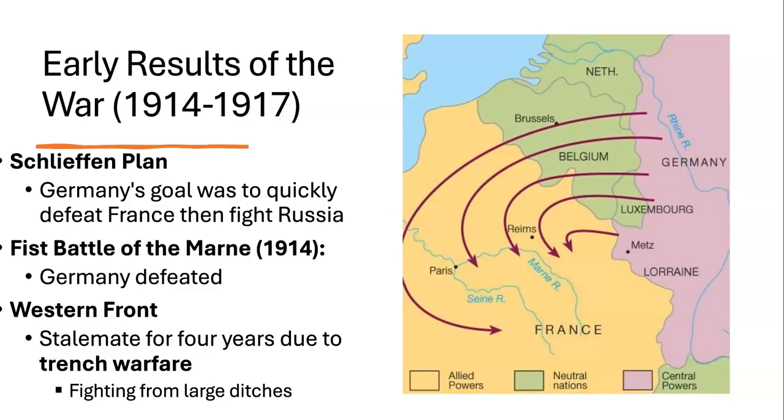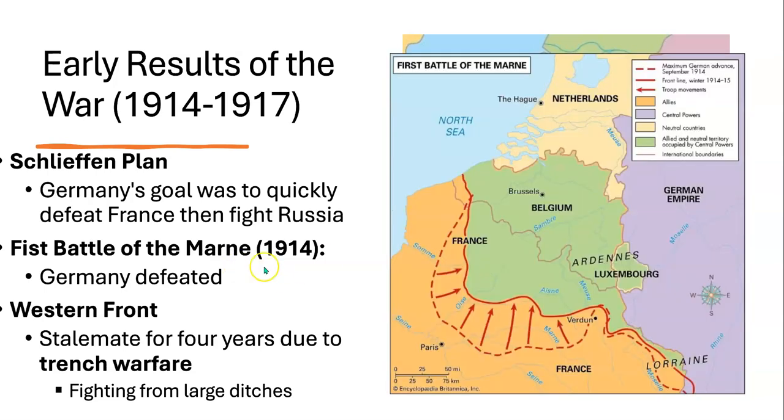All right, so now the early results of the war, what are the developments at the beginning? The Germans had a plan called the Schlieffen Plan, where their goal was to defeat France as quickly as they could and then fight Russia on the other side of their country. So they wanted to defeat France in the west and then go beat Russia. Well, that didn't go as well for them. In the first battle of the Marne over here in France, we see that Germany was defeated. It wasn't going to be easy for them to just take over.